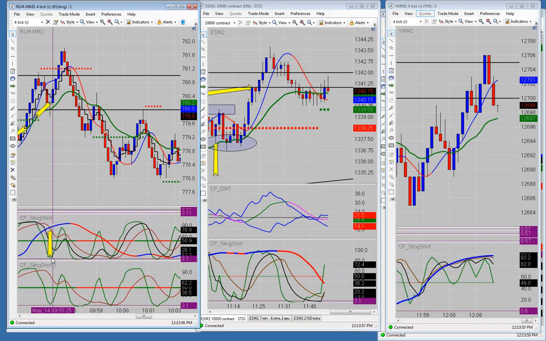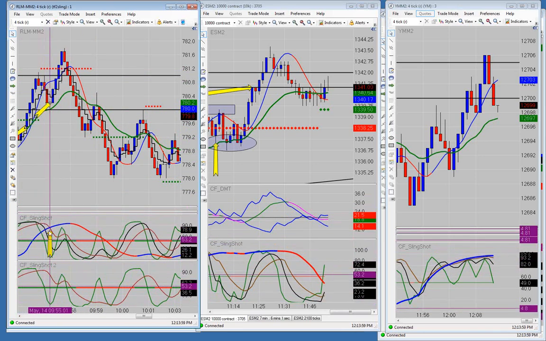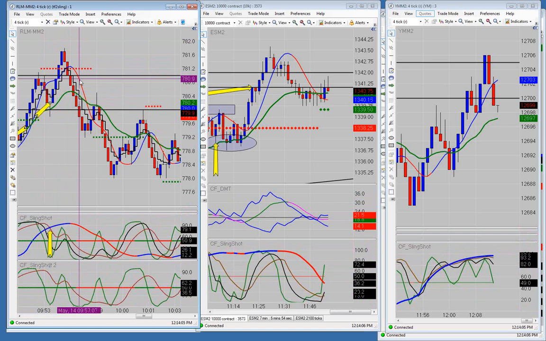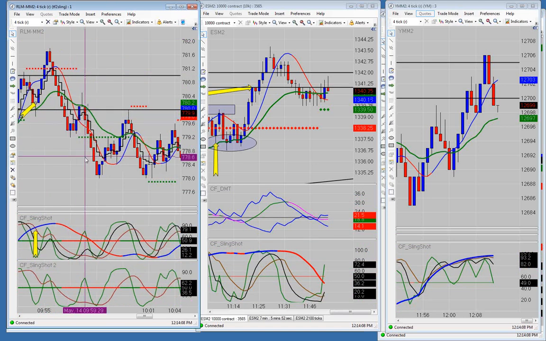But you can see right here we had the divergence between the blue line and the green line down here, and price came down, tested the BBC, the green line up here, and gave an up close. That was the spot to enter for the long trade.